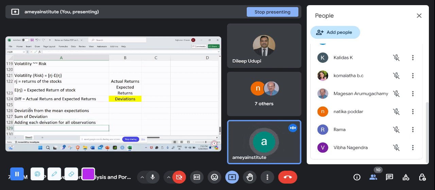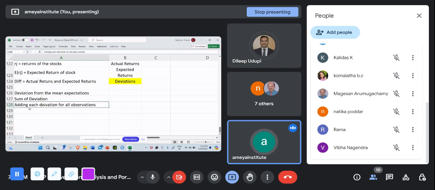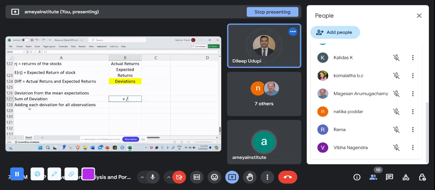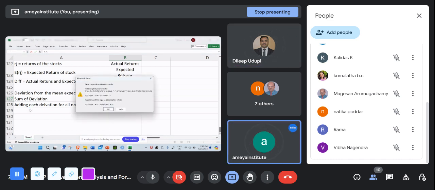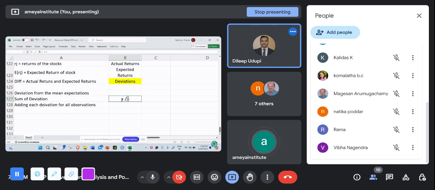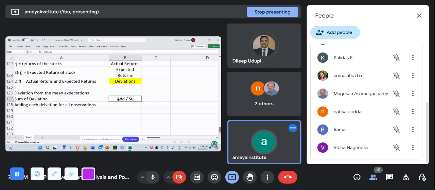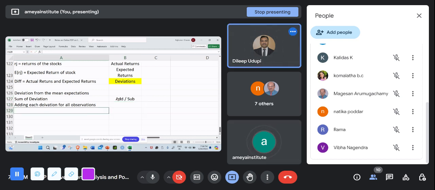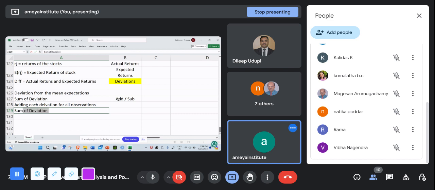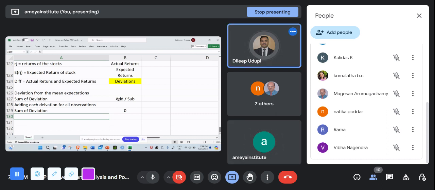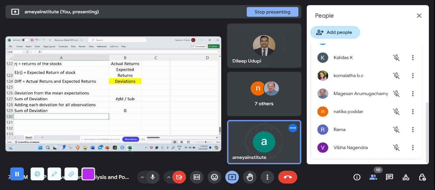Right? Then if we add, I told you this, the deviation can be plus, or the deviation can be minus. Now, when we take the sum of deviation, it should be how much then? It should be equal to 0, right? All plus, all minus, plus minus, plus minus. Then the sum of all deviations will become how much? Zero.